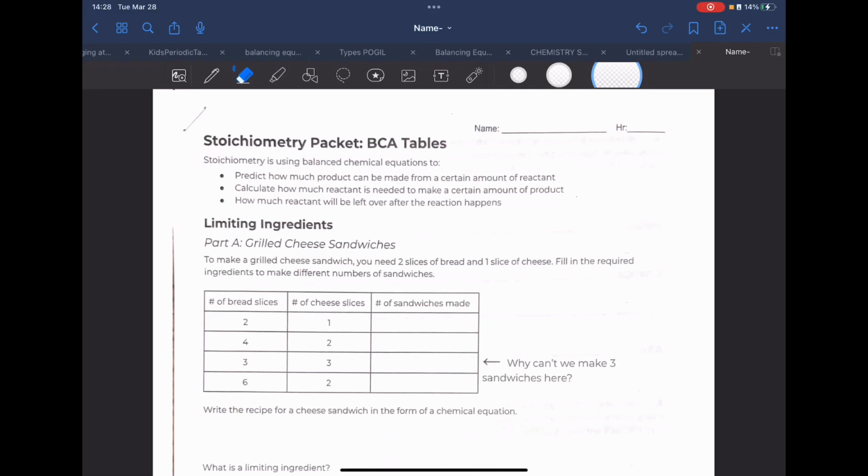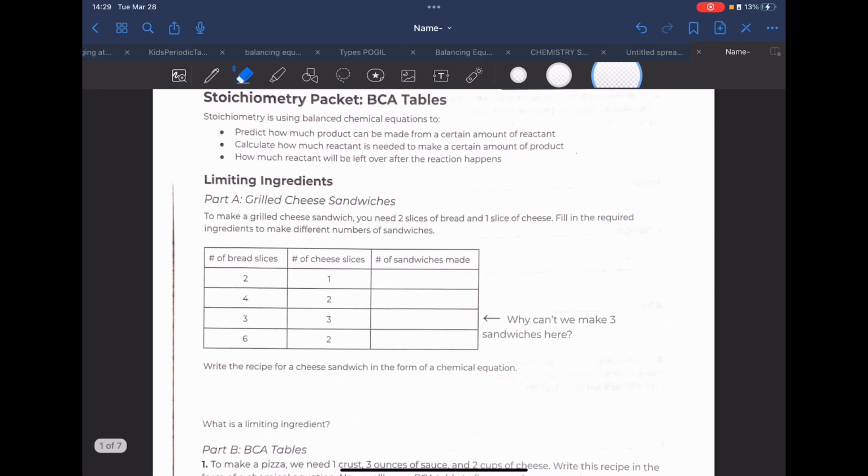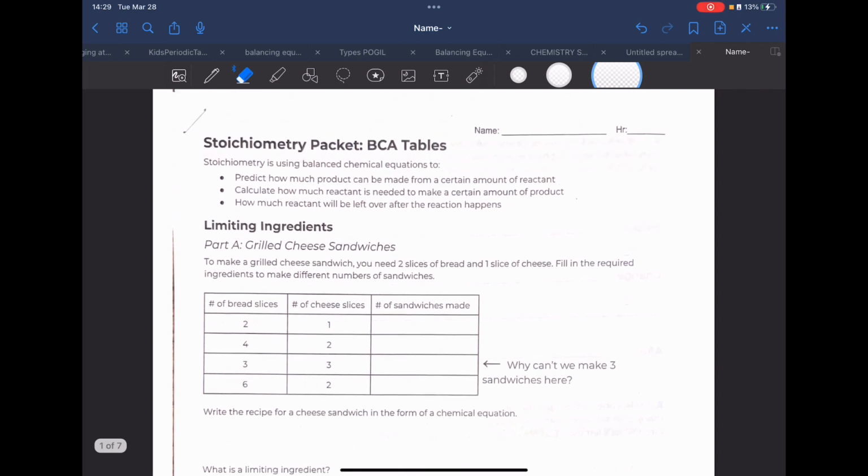All right, friends, so this is a video covering what we did on Tuesday, March 28th. This is the packet, the stoichiometry packet on BCA tables, the very first one that we got. If you were absent on this day, or if you just need a refresher, need to see the instructions again, or just check your work, this is a great video for you to watch. I'm going to start at the beginning and just work through the entire packet.